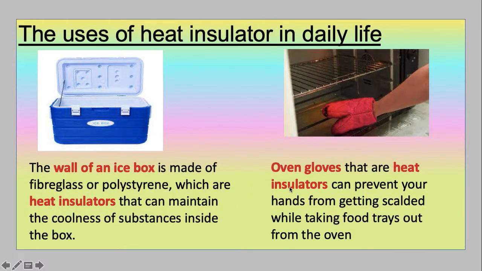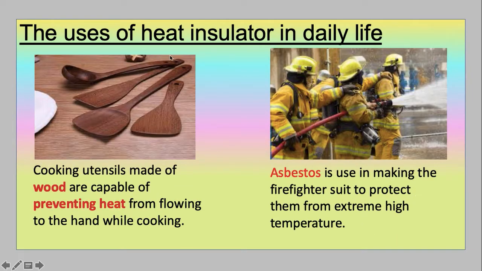Here are some examples of the uses of heat insulators in our daily life. The wall of an ice box is made up of fiberglass or polystyrene, which are heat insulators that can maintain the coolness of substances inside the box. Oven gloves that are heat insulators can prevent your hands from getting scalded while taking food trays out from the ovens.